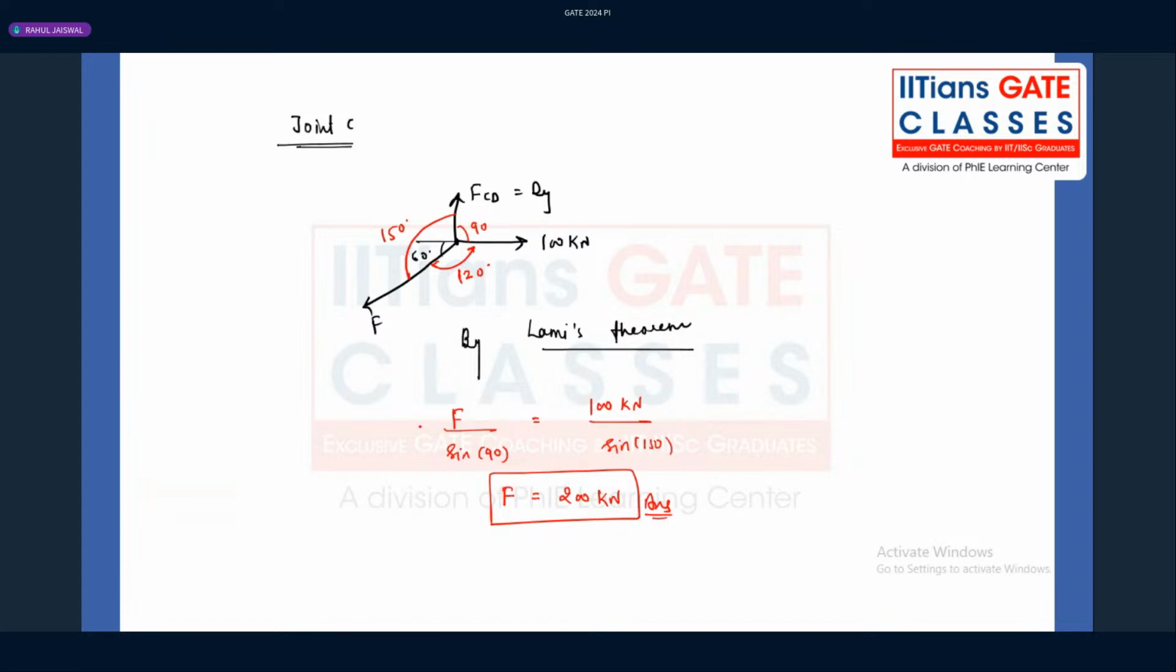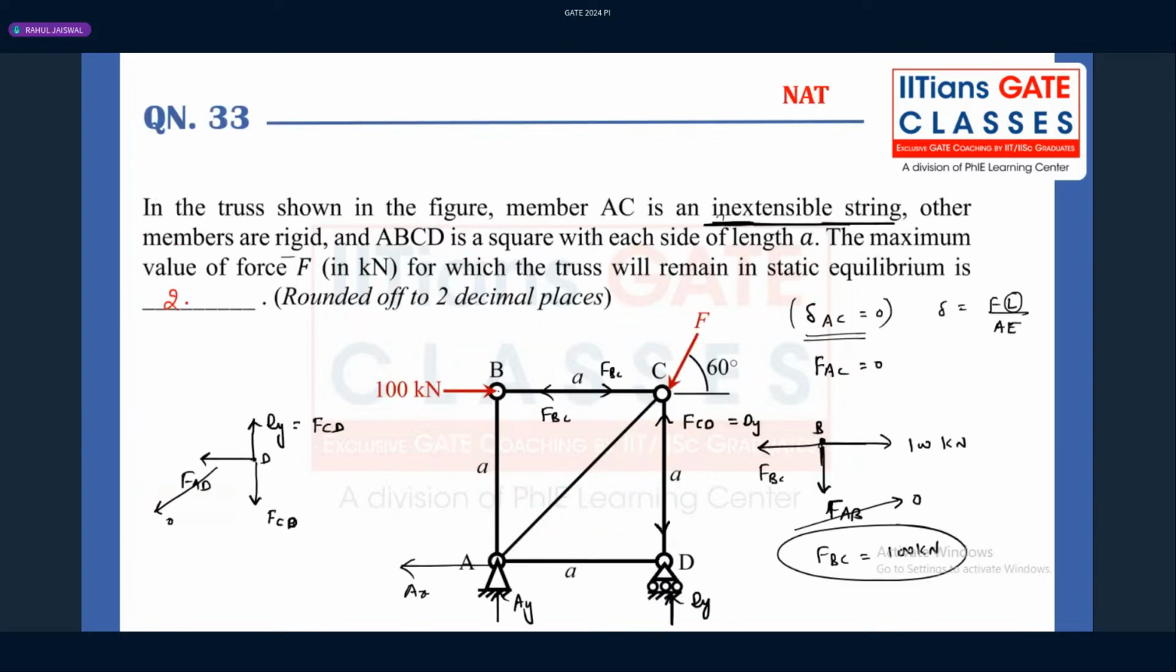Now, moving on to the next question, guys. So, what is the correct answer for this question? It should be 200 kilonewton.